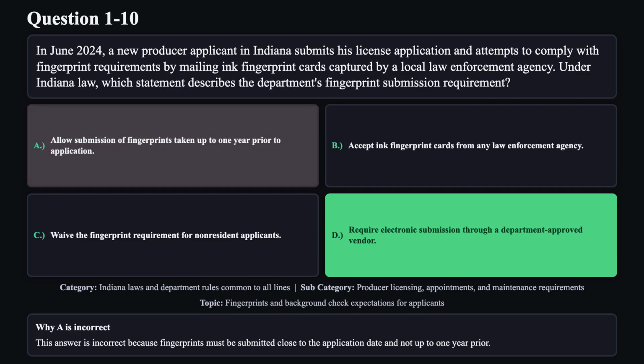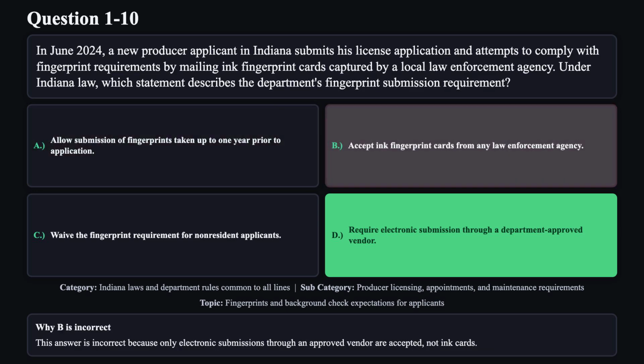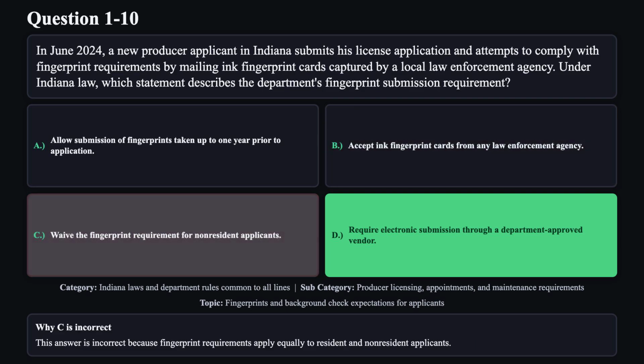Reason A is not correct. This answer is incorrect because fingerprints must be submitted close to the application date and not up to 1 year prior. Reason B is not correct. This answer is incorrect because only electronic submissions through an approved vendor are accepted, not ink cards. Reason C is not correct. This answer is incorrect because fingerprint requirements apply equally to resident and non-resident applicants.